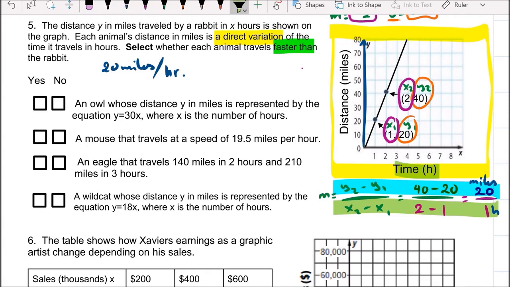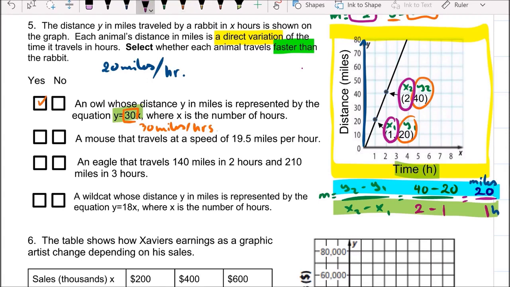Alright, so the first question: an owl whose distance y in miles is represented by the equation y equals 30x, where x is the number of hours. On this one, we see the number 30. 30 is the slope. This is 30 miles per hour. So the question is, can an owl fly faster than a rabbit can run? The answer is yes, because a rabbit runs 20 miles per hour and an owl can fly 30 miles per hour.